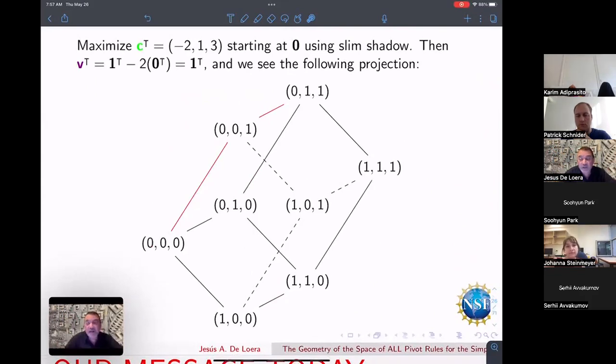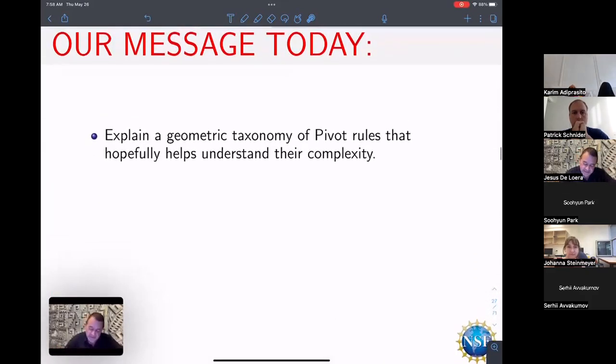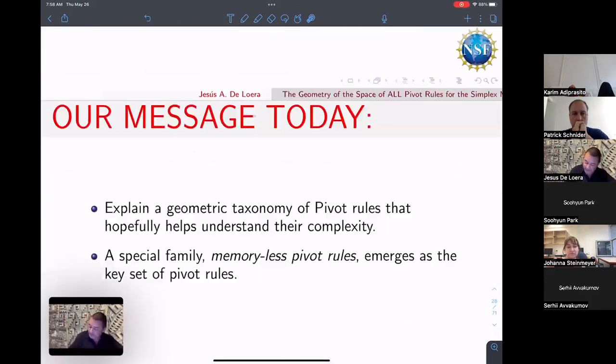So I'm gonna continue talking about pivot rules, but this time I want to do something else. I showed you that some pivot rules can actually be nice, but I still don't know one that is nice for every polytope, right? So I want to find a classification of all pivot rules. I want to find a way to classify every single possible pivot rule, all right?